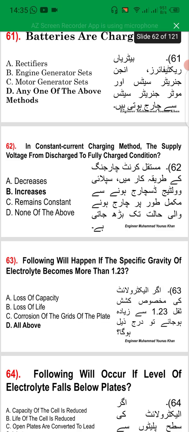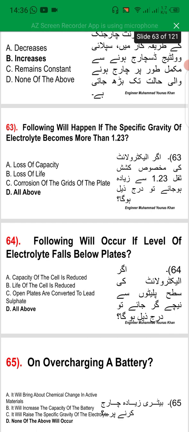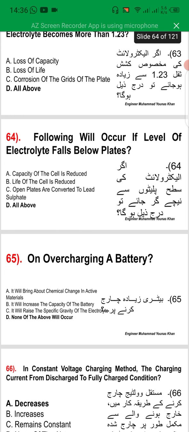In the constant current charging method, the supply voltage from discharge to fully charged condition increases. Following will happen if the specific gravity of electrolyte becomes more than 1.23: loss of capacity, loss of life, corrosion of grids of the plates. Following will occur if the level of electrolyte falls below plates: capacity of the cell is reduced, life of the cell is reduced, open plates are converted to lead sulfate.